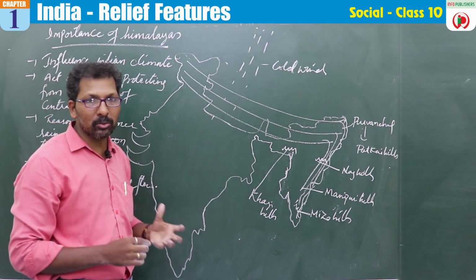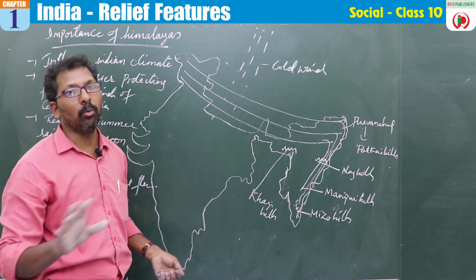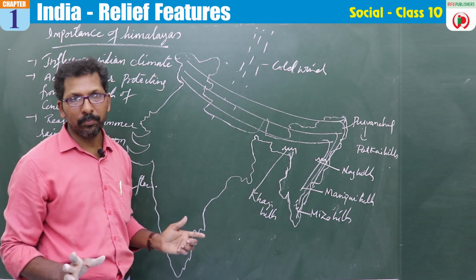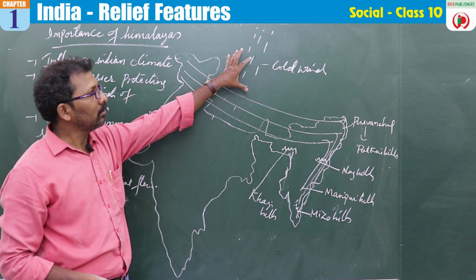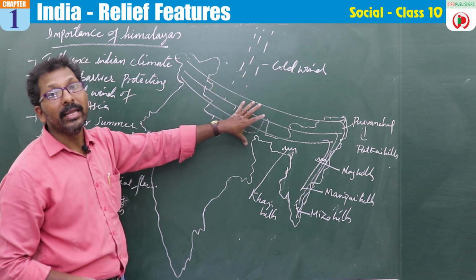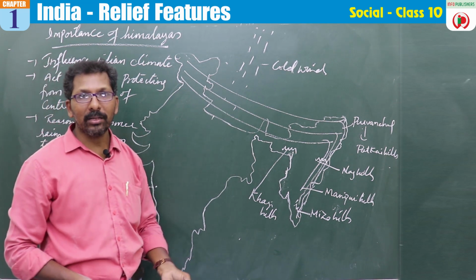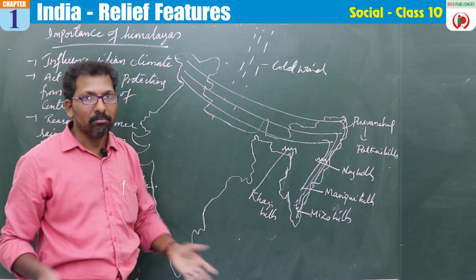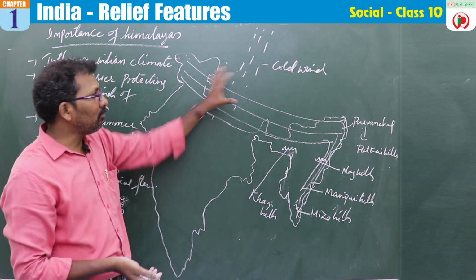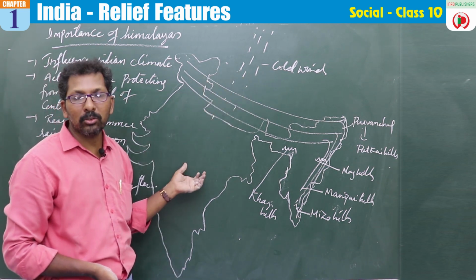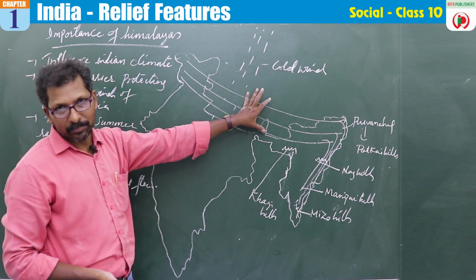And when it is covered with snow, can we grow any kind of crops? No. Vegetation will not grow, right? So this will happen in the absence of the Himalayas. One more, in the absence of the Himalayas, what about the rivers? Rivers will not be formed. Why? Because completely, it will be covered with snow. So melting also may not take place. So these problems may arise.